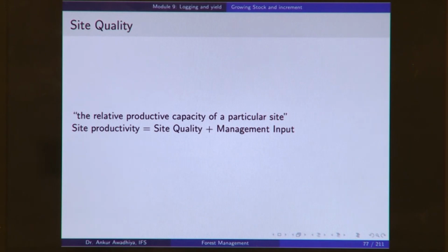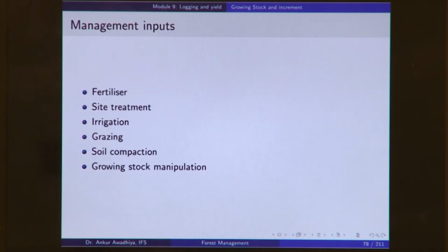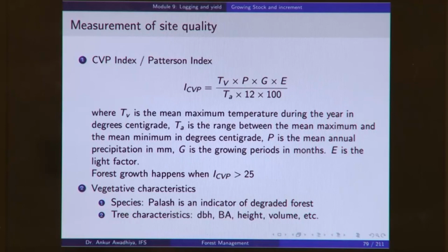Now, when we talk about management inputs, these could be application of fertilizer, treatment of site, say by plowing, irrigation of the site, control over grazing, control over soil compaction, manipulation of the growing stock. If we are doing all of these, we are changing the absolute production capability of the particular site. But if we do none of these, then we are only talking about the site quality. So, how do we measure the site quality? There are typically two ways of measuring the site quality.